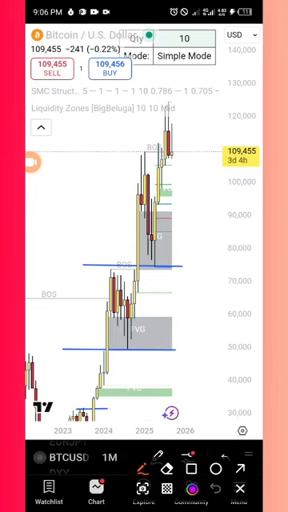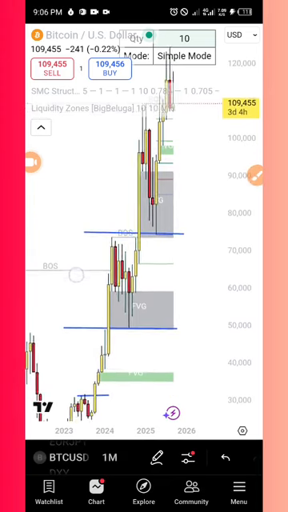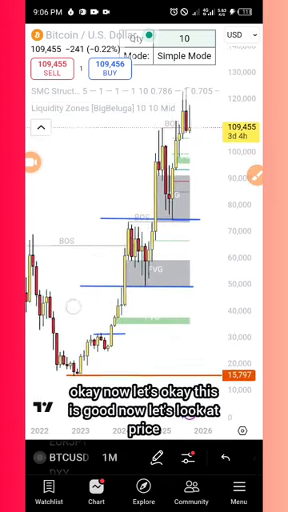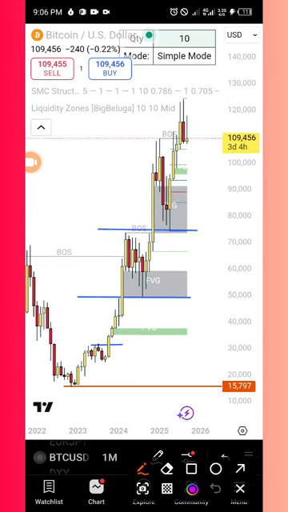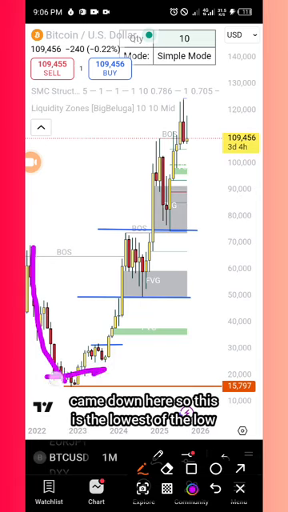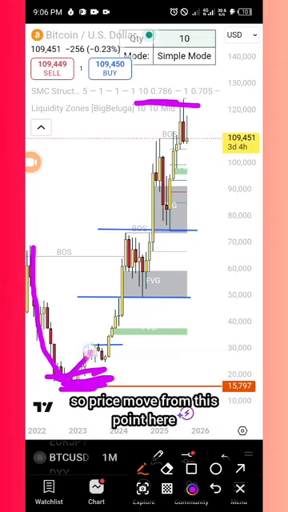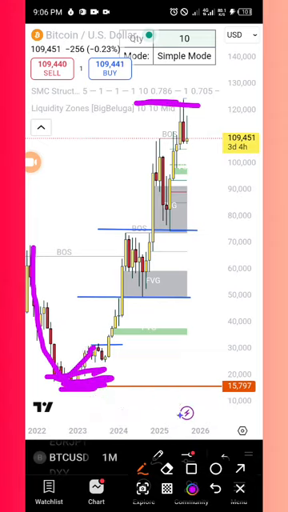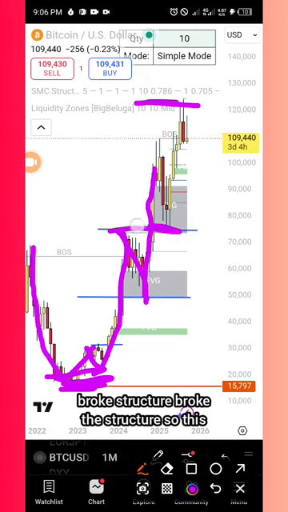price rallied. Okay, this is good. Now let's look at price. It went from this position, came down here. So this is the lowest of the low, and this is the highest of the high. Price moved from this point here, made a brief higher low, went up, gave a higher high, gave a higher low, broke structure, broke this structure.